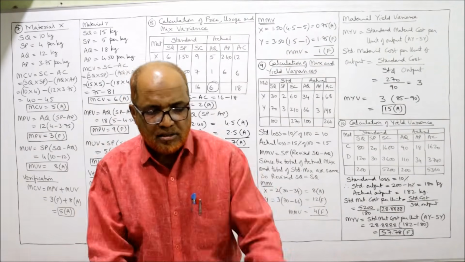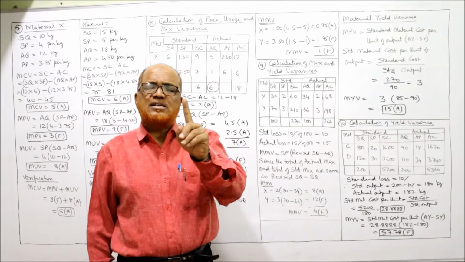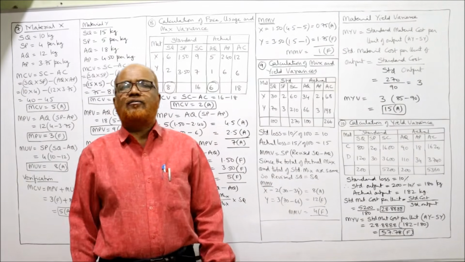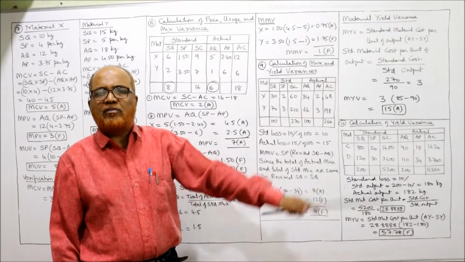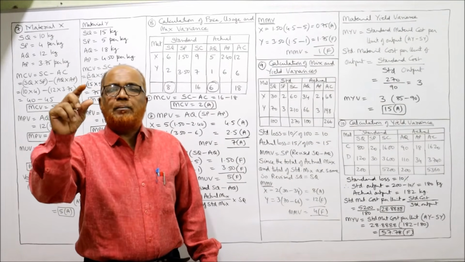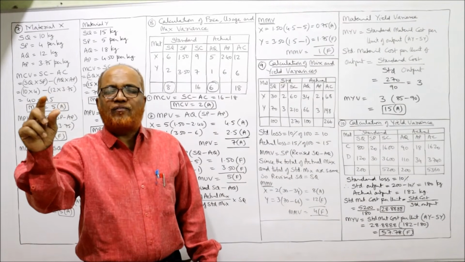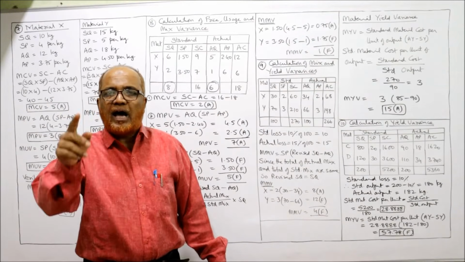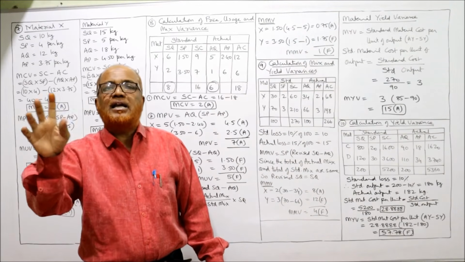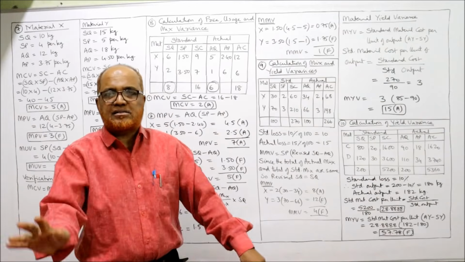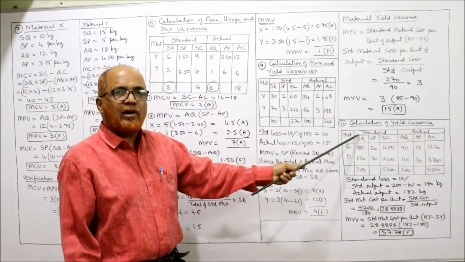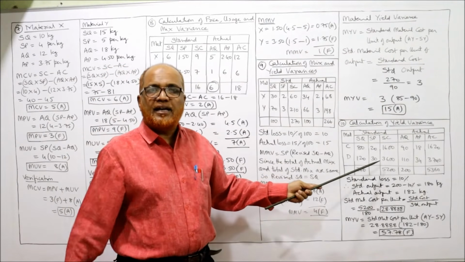Calculate yield variance. So simply only one variance it is asking you to calculate, MYV. So what is the formula? In the previous problem we applied standard material cost per unit of output into actual yield minus standard yield. That's it. Now first of all, we'll put the data in a table.